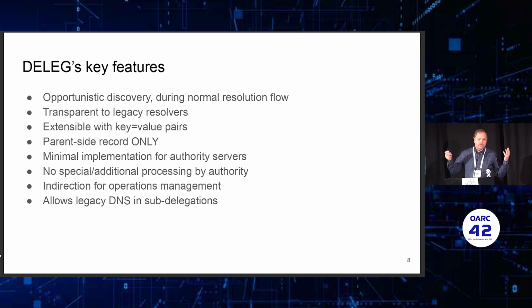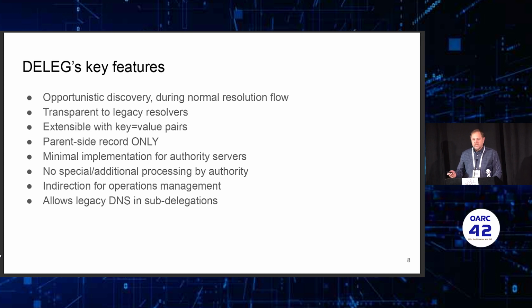Even if you're asking your full name, not QName minimization, you go out and ask for www.example.co.uk. If .uk supports DELEG, you should be able to get a DELEG record right at that delegation at the top. It would be transparent to legacy resolvers because the delegation is still being returned with the NS record. The old resolver doesn't have to understand this new type at all. It can just go ahead and use the existing NS records.